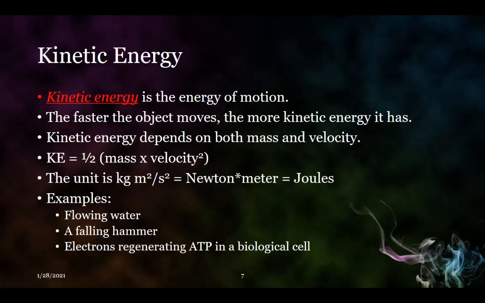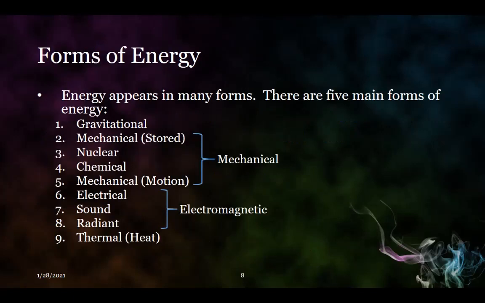So the unit we get here, mass times velocity squared, is a kilogram meter squared per second squared, or a Newton meter, which is also known as a joule. So the unit we're going to be using when we measure energy is joules. And so you actually see this sometimes when you look at things like air conditioners. They'll give you a unit in how much it cools, how much energy it takes. You can see this with certain types of heaters, especially when you're dealing with things coming from Europe. But there are lots of examples of kinetic energy: flowing water, falling hammer, electrons, regenerating ATP in a biological cell. So there are a whole slew of forms of energy.